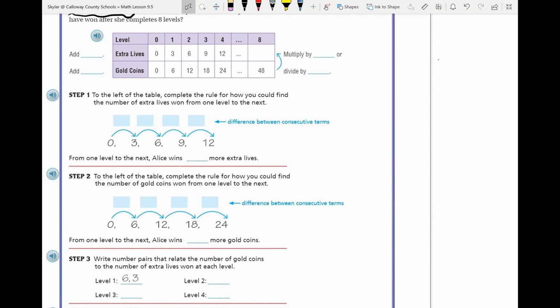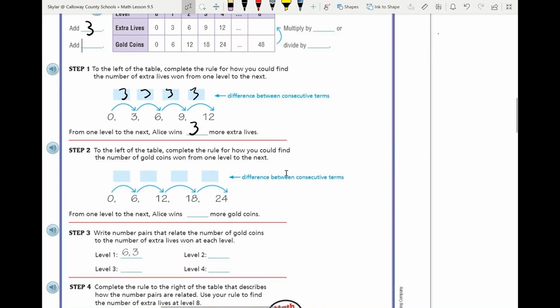Well, it looks like every time she goes up a level, she gets extra lives. Level 0, she obviously has 0. Level 1 is 3, level 2 is 6, level 3 is 9. Looks like we are increasing by 3 each time. So we're adding 3 every time.